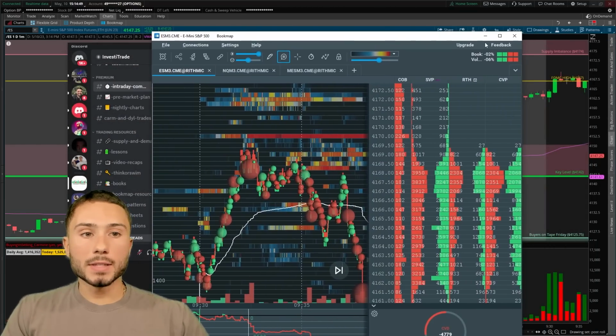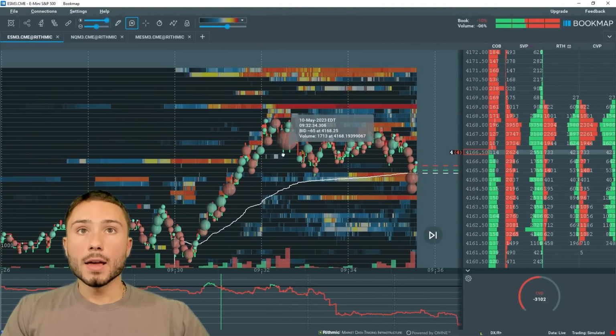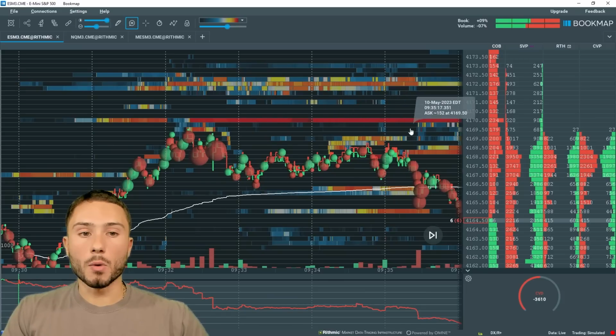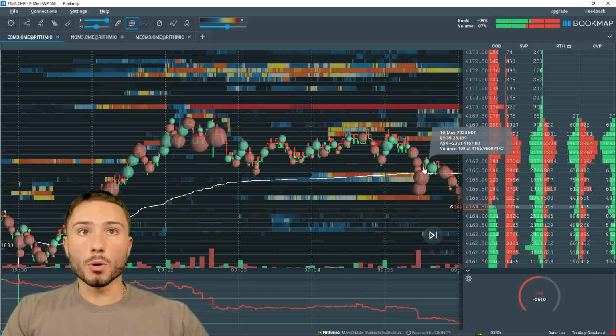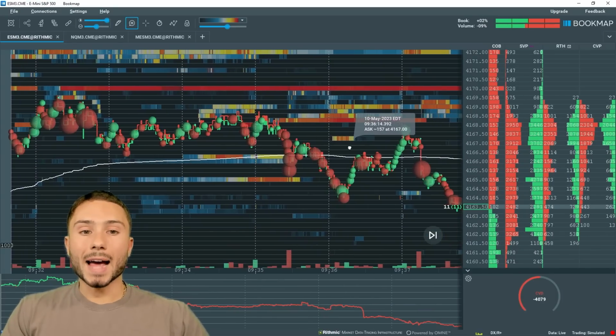And what it looks like on the tape is very simple. We get that morning rally at 9:30, and then we start to see large seller prints come in. We see a large passive seller at 4170. We also see more selling come in. And as soon as I see this selling come into the market right here, I take it short.